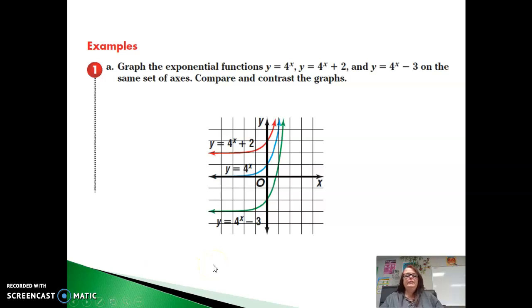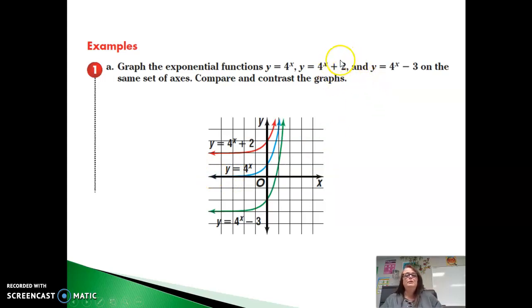So if we take a look at these three graphs, the first graph is the blue graph, and that's the graph of y is equal to 4 to the x power. So you'll notice 4 to the 0 is 1, 4 to the first is 4. If I go to the other side, 4 to the negative 1 is 1/4. So that's how we're getting that graph. And that is the parent graph for the other two graphs.